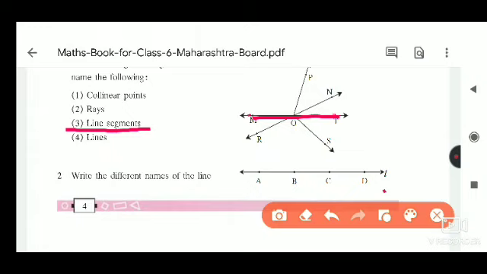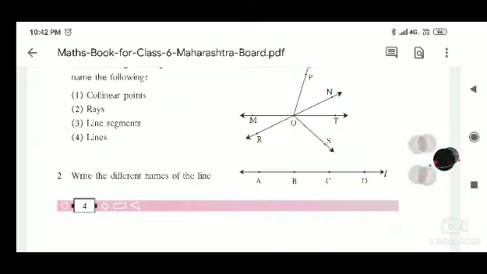Afterwards, segment RN, you can consider RN is also a segment. Afterwards, we have to find the other segments. We can take the points from here to here. So 2 points joined by OP is also a segment, ON is also a segment. So in this way you can write the line segments.